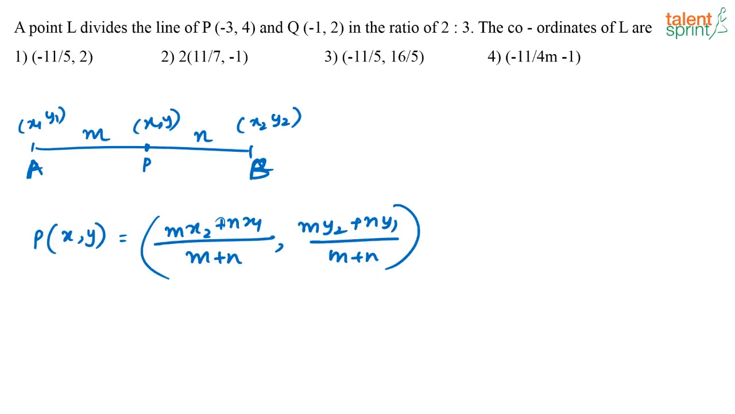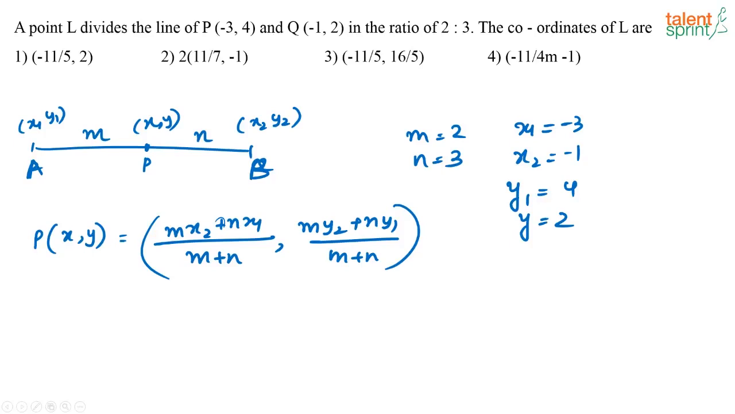So here you just put the given values in this equation and you get the answer. Here you have m equal to 2, n equal to 3, then x1 equal to minus 3, x2 equal to minus 1, y1 equal to 4, y2 equal to 2. Put in the values and you will get the answer. So what will you get? You will have (2 into minus 1 plus 3 into minus 3) divided by 5.